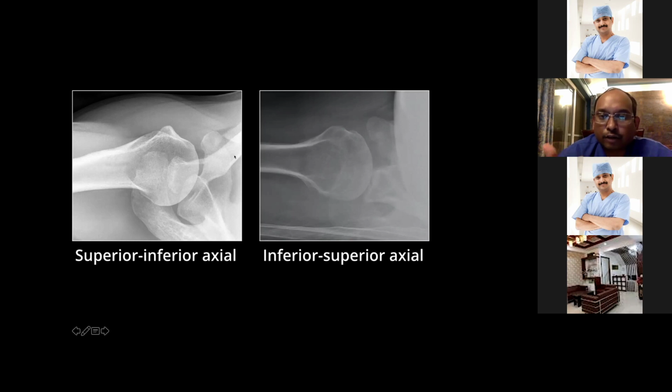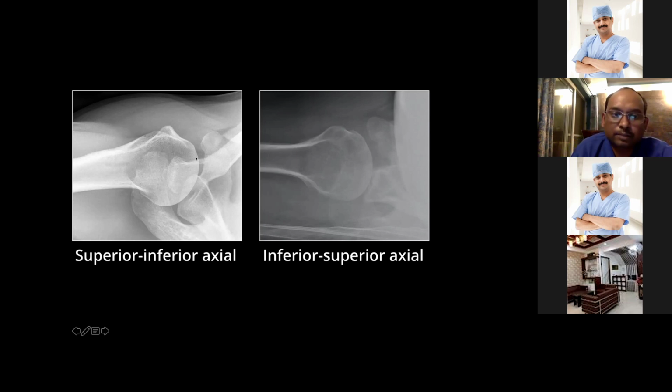Similarly, when we are talking of an AP view, this is the antero-posterior view. That means the X-ray is projected from the anterior aspect and the cassette is on the posterior side. When we are talking of a right lateral, that means the X-ray should come from the right side and the cassette should lie on the left side of the body.